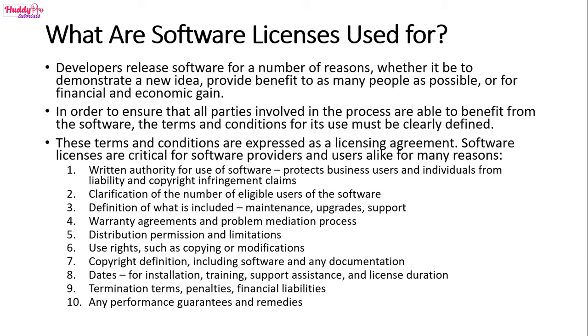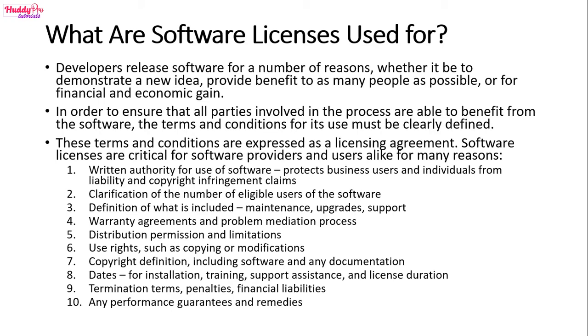Okay. Number three, we are saying definition of what's included: maintenance, upgrades, support, and so on. So this license will clearly stipulate what it covers. Is maintenance part of it? Upgrades part of it? Is support part of the agreement, and so on? So the license will clearly show all those details.